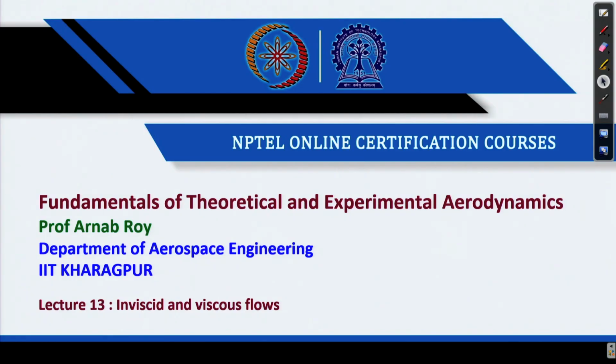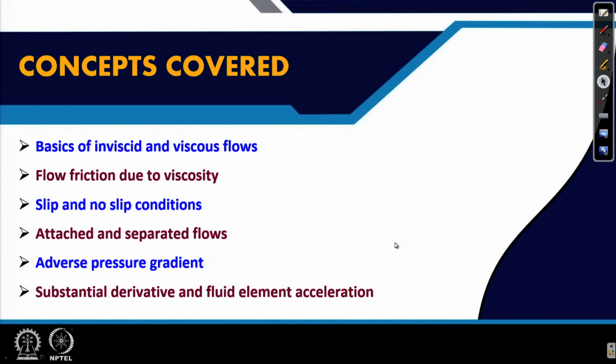In this lecture, we will start our discussion on inviscid and viscous flows. Let us look at the concepts. We will first look at the basics of both inviscid and viscous flows. We will discuss flow friction caused due to viscosity, slip and no slip conditions, attached and separated flows, the role of adverse pressure gradient, and the concept of substantial derivative and its role in fluid element acceleration.